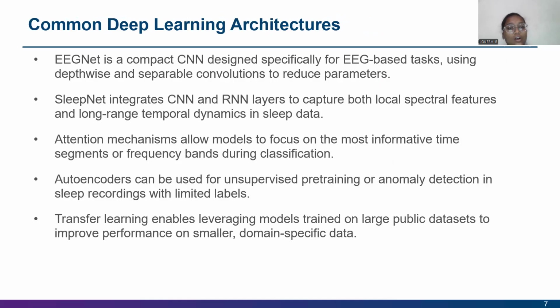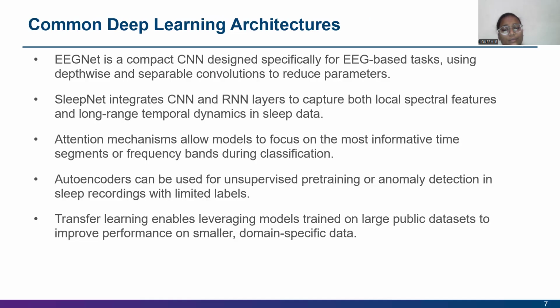And next, common deep learning architectures. EEGNet is a compact CNN designed specifically for EEG-based tasks, using depthwise and separable convolutions to reduce parameters. SleepNet integrates CNN and RNN layers to capture both local spectral features and long-range temporal dynamics in sleep data. Attention mechanisms allow models to focus on the most informative time segments or frequency bands during classification.